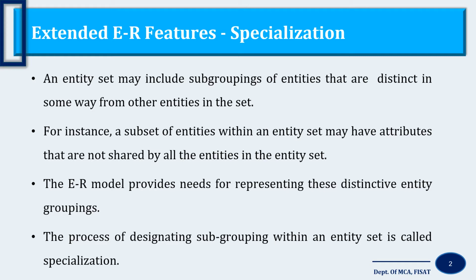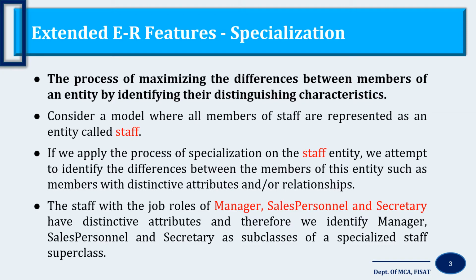For instance, a subset of entities within an entity set may have some attributes that are not shared by all the entities in the entity set. So the ER model provides a means for representing these distinctive entity groupings, and the process of designating subgroupings within an entity set is called specialization. It is a top-down process. This process maximizes the difference between the members of an entity by identifying the distinguishing characteristics.